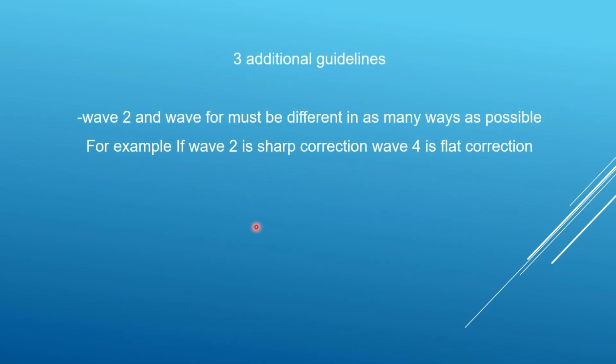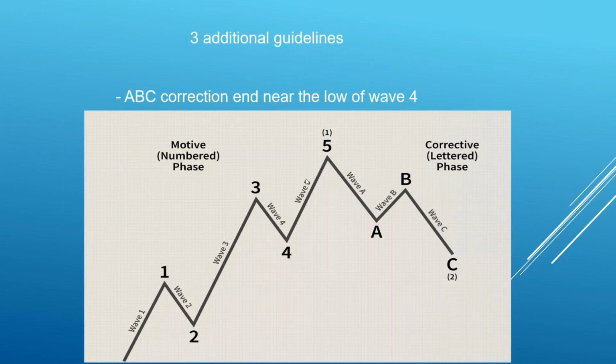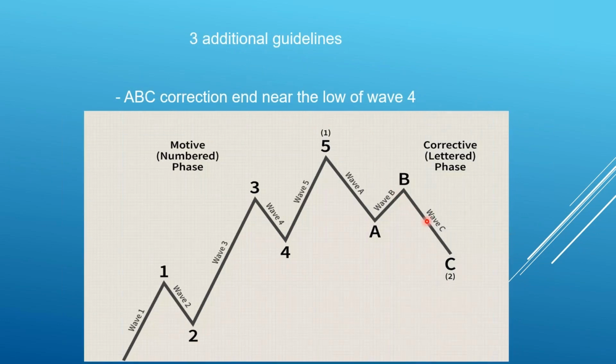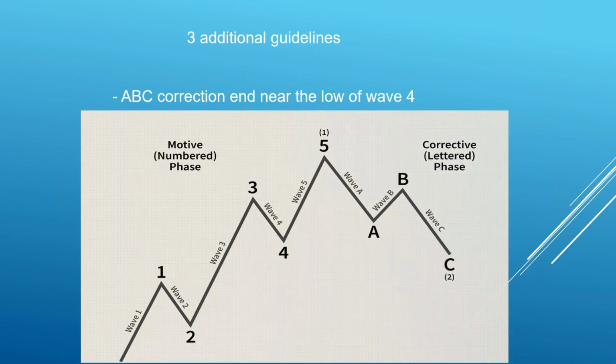There is an additional guideline: wave 2 and wave 4 must be different in as many ways as possible. For example, if wave 2 is a sharp correction, wave 4 is a flat correction. So the ABC correction ends near the low of wave 4. This is the third guideline. You can see here the ABC move. It should end near the low of wave 4. This is also not a must, but a guideline. You can use it like 70% of the time.